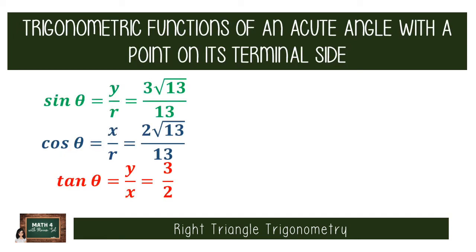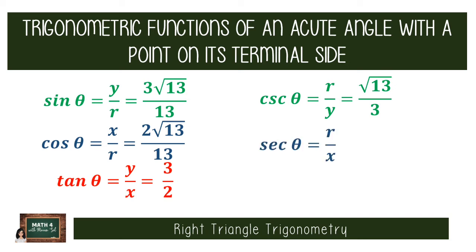Let us also take the reciprocal functions of theta. First, the reciprocal of sine theta, which is cosecant theta. That is y over r now becoming r over y, so that is going to be square root of 13 over 3. For cosine theta, the reciprocal is secant theta, which will now be r over x, or the square root of 13 over 2. Lastly, we have cotangent theta, which will now be x over y, or 2 over 3.